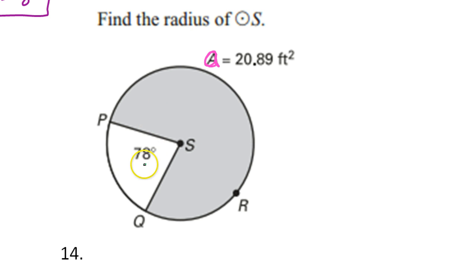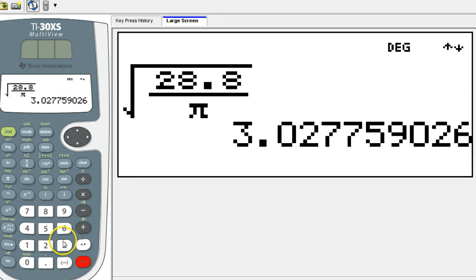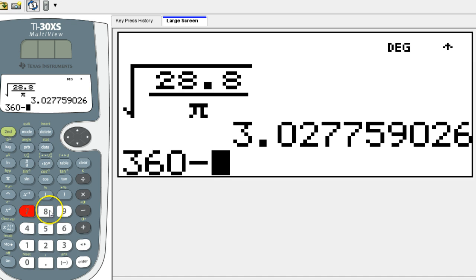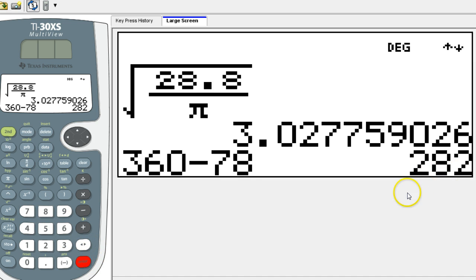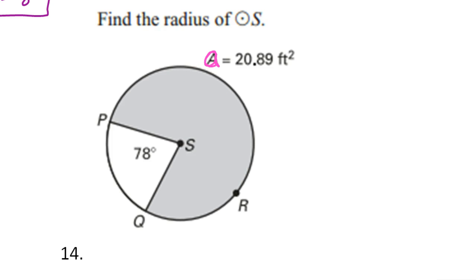Now, the key thing is, are we going to use the 78? No, we are not going to use the 78. We're supposed to be dealing with the shaded area, which is what they gave us. So we need the angle that goes with the shaded area. We need the shaded angle. So let's subtract from 360. 360 minus that 78 is 282. So that is what we have to be careful to use: 282 degrees, not the 78.